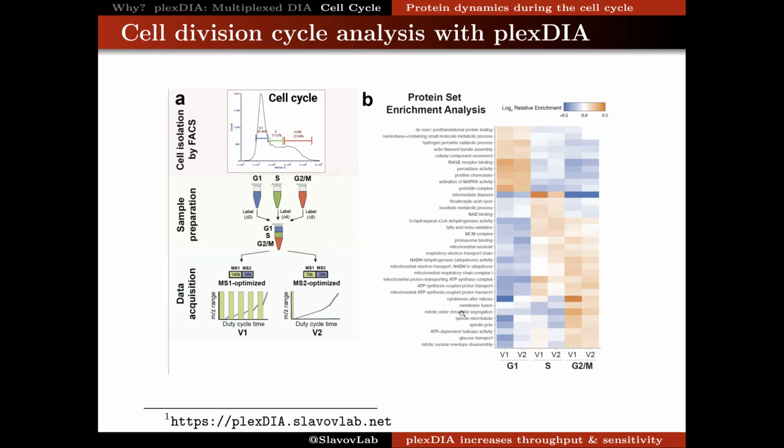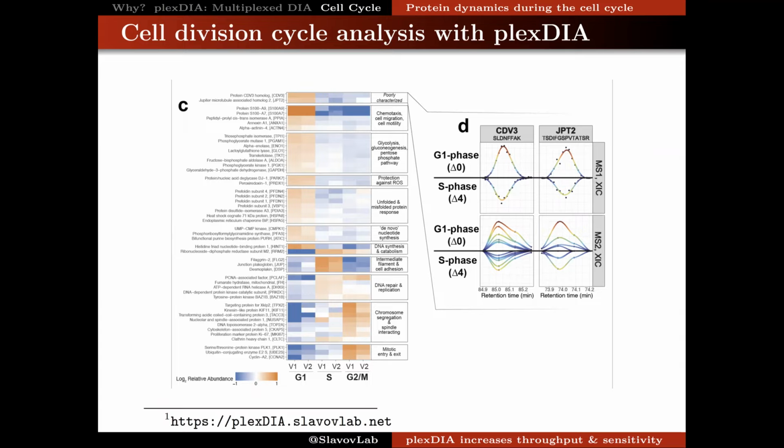When we perform similar analysis to identify differentially abundant proteins, again, we found that the results between the V1 and the V2 method, the MS1 and the MS2 optimized methods, are very similar. And again, many of the proteins exhibited the expected dynamics. But of course, there were new proteins that we did not expect and did not know that they should be associated with the cell division cycle, such as this protein CDV3 homolog, which is just poorly characterized. We don't know much about these proteins. Similarly for JPK2. And we wanted to explore these data in detail.